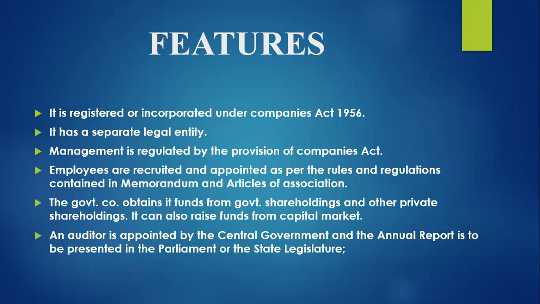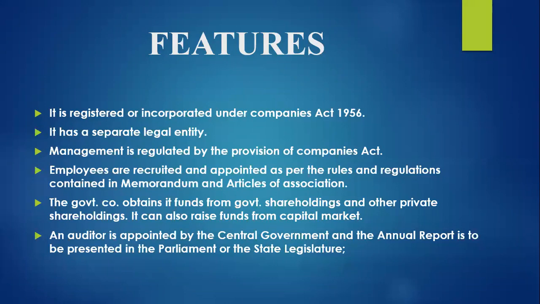Fine. Now, how are the employees recruited in this case? They are recruited and appointed as per the rules and regulations contained in the memorandum and articles of association. The government company obtains its funds from, one, the government, because the shareholding is 51%. The government will invest the money, along with other private shareholders. And these companies can also raise funds from capital markets. That means the share market, the stock market.